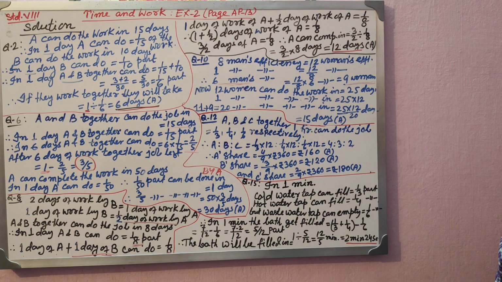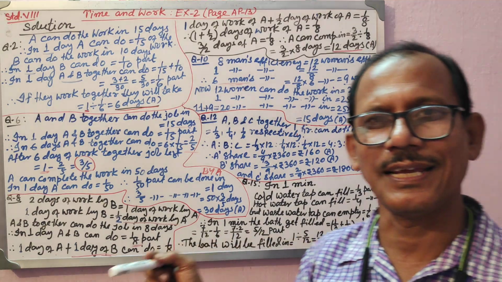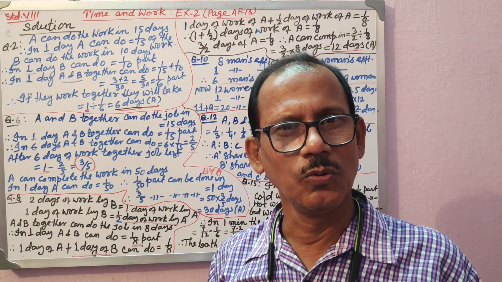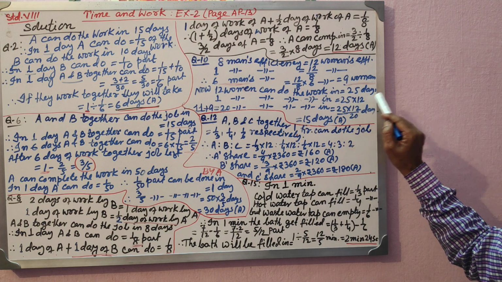Definitely it will take more days, because it is the case of inverse variation. Efficiency is concerned: 12 women, whatever the job they can do, 1 woman cannot do. It will take more days. So therefore 1 woman can do it in 25 into 12 days.